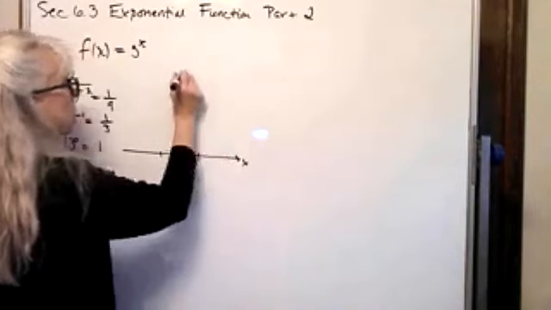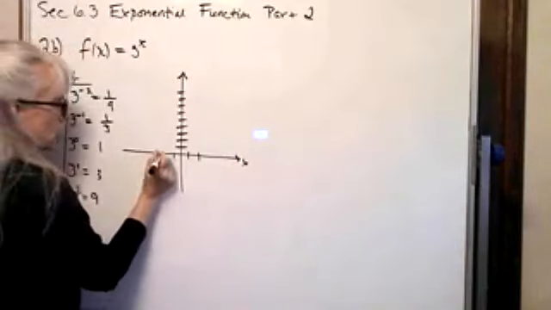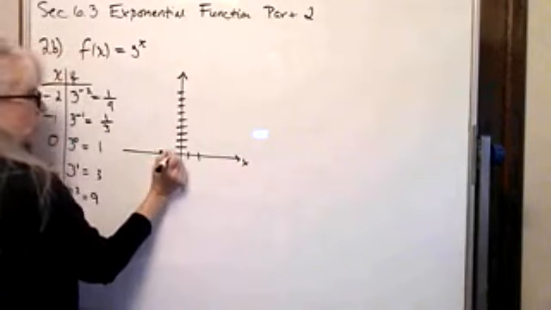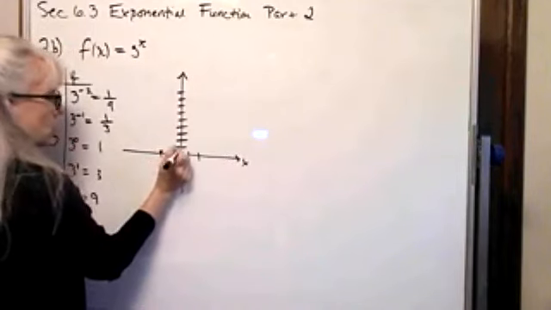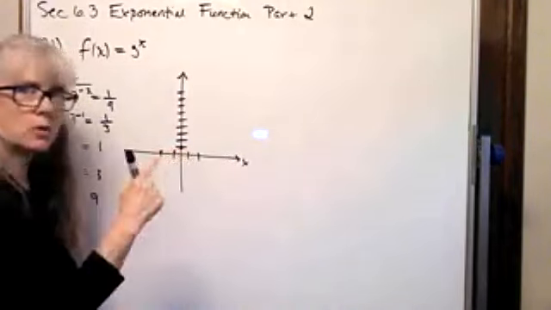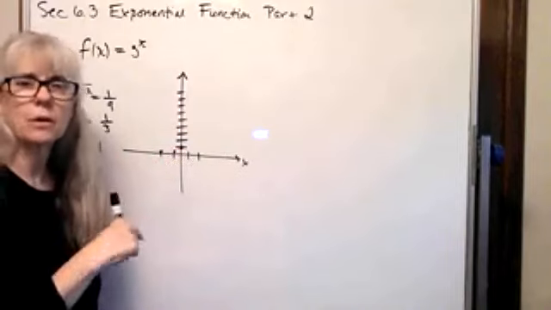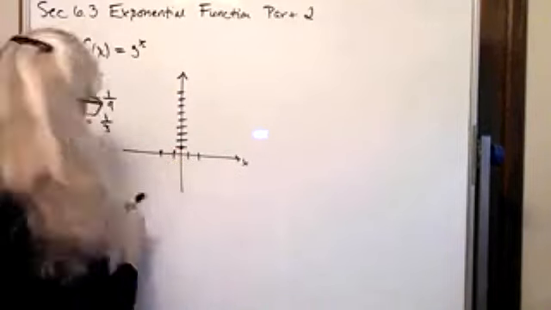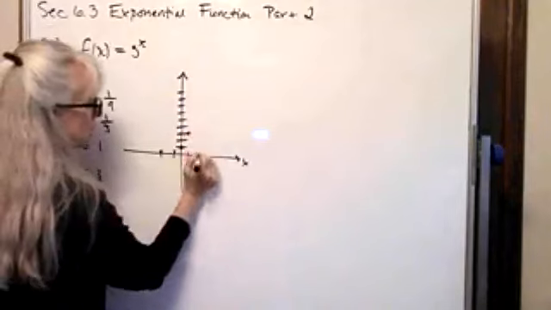okay. So at -2, we're even closer to the axis. At -1, we're at 1/3. At 0, we're still at 1. So that was also consistent with the last graph. We had the point (0, 1). At 1, we're up at 3, and at 2, we're up at 9.